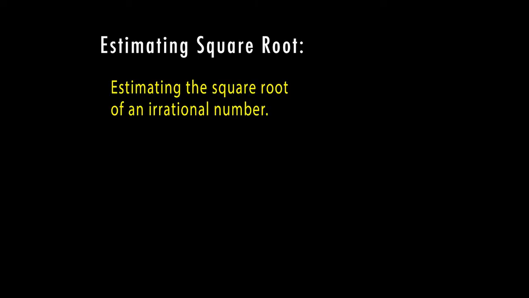In this case, we have to estimate the square root of an irrational number. So let's see. For this problem, we would have the square root of 3. Well, the square root of 3 is not a perfect square, but I do know that the perfect square that is less than 3 is going to be 1, and the perfect square that is greater than 3 is 4. And the square root of 1 is 1. The square root of 4 is 2. Therefore, the square root of 3 falls somewhere between 1 and 2.